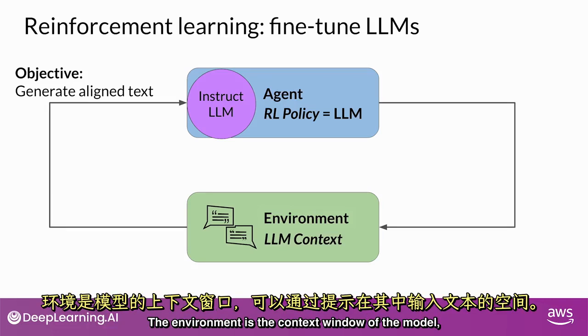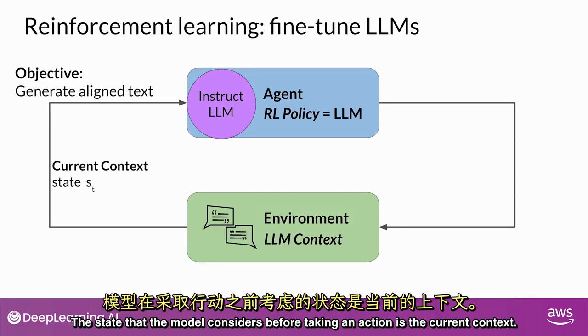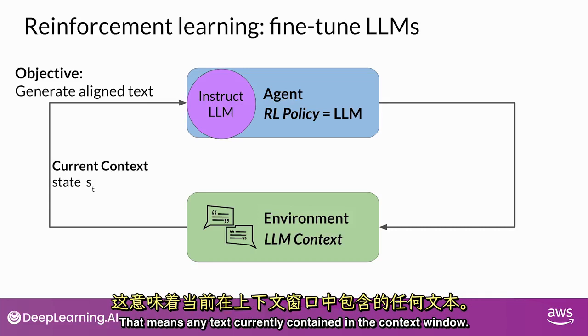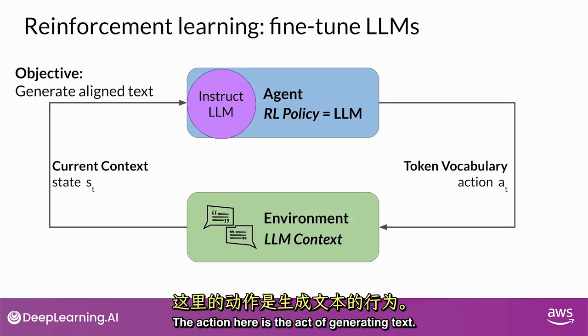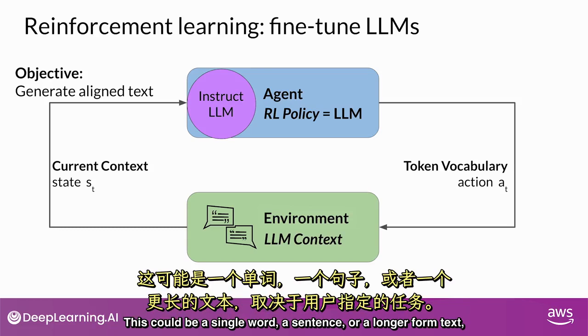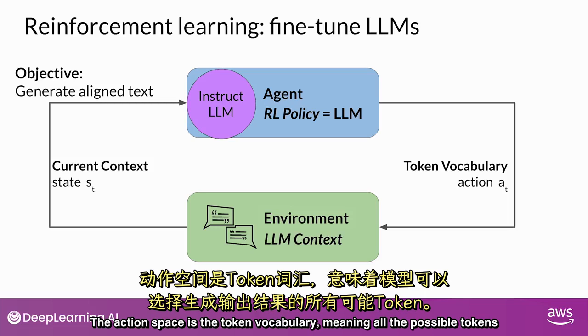The environment is the context window of the model, the space in which text can be entered via a prompt. The state that the model considers before taking an action is the current context. That means any text currently contained in the context window. The action here is the act of generating text. This could be a single word, a sentence, or a longer form text depending on the task specified by the user. The action space is the token vocabulary, meaning all the possible tokens that the model can choose from to generate the completion.